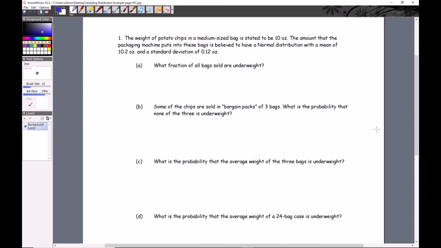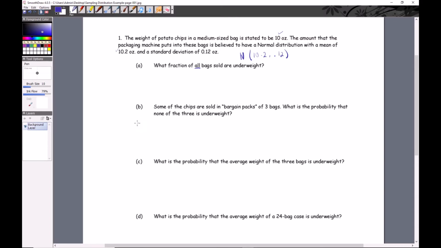All right, so starting out with this first one: the weight of potato chips in a medium-sized bag is stated to be 10 ounces. The amount that the packaging machine puts into these bags is believed to have a normal distribution, so we'll just call this normal, with a mean of 10.2 and a standard deviation of 0.12 ounces. So they're clearly advertising below what they're planning to put in these bags, I guess to hold off on possible lawsuits for false advertising or whatever. So what fraction of all bags sold are underweight?